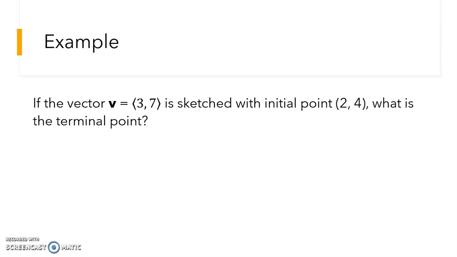In this example, we're given the vector v, which is (3, 7), and that's the component form. And it's sketched with an initial point (2, 4), and they want us to find the terminal point. So what we're going to do is create equations from this. Remember, it's terminal minus initial equals the component form. So put variables in for the terminal point x and y, and create equations and solve them to see if you can find that point. So pause the video, see if you can do it, and then press play to see if you're right.